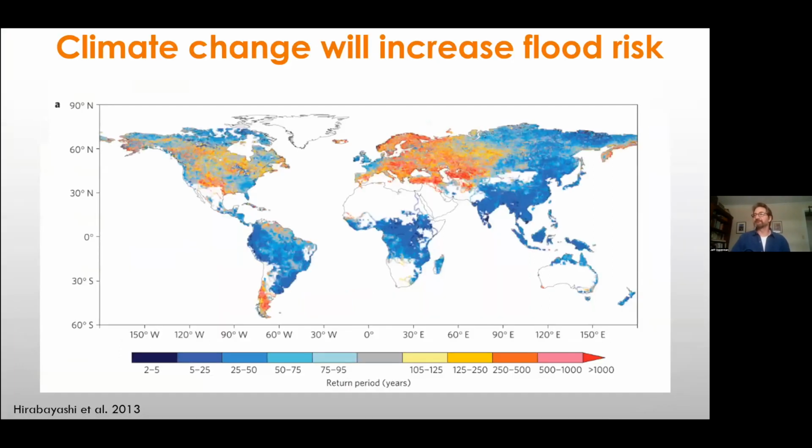landscape of 2050. But beyond thinking about hydropower, flood control is also, flood risk is also changing. This is a figure that shows projections of how flood risk would change in the future with climate change.